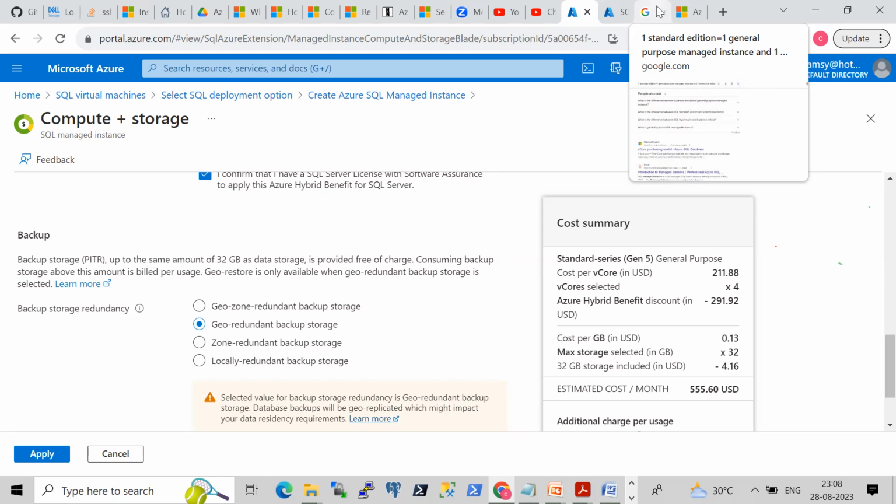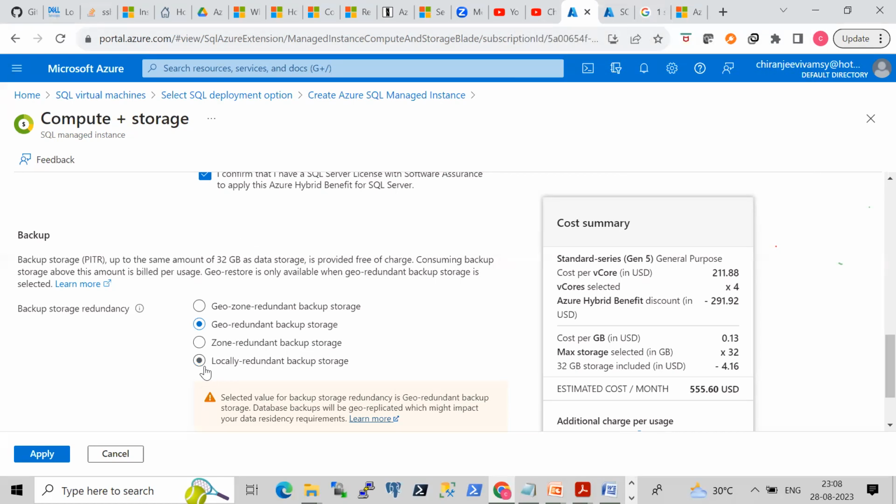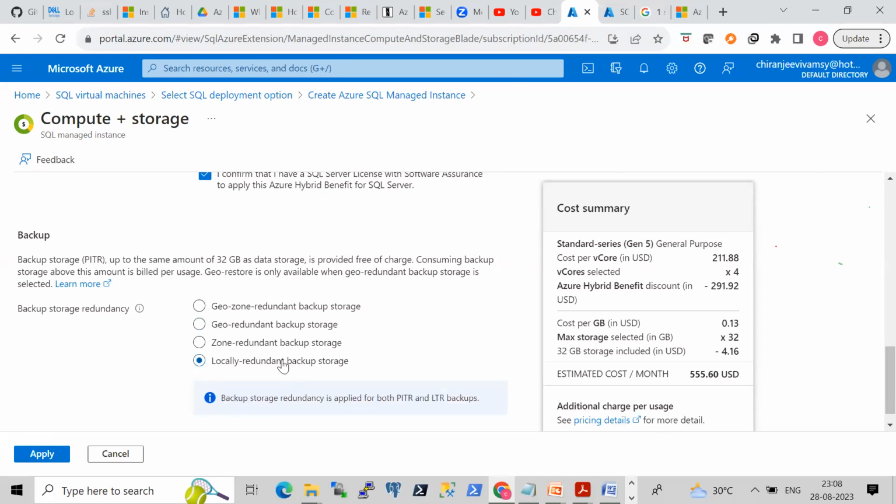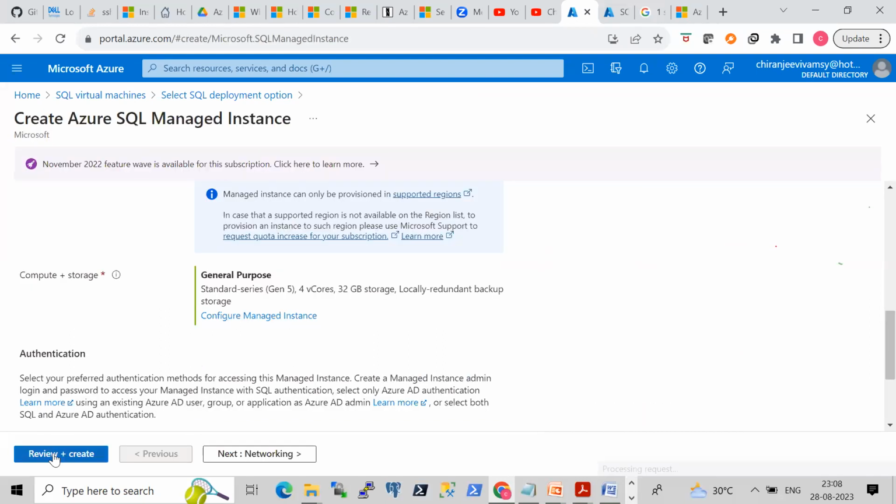So I have scripts with me. Of course, it's not there, I have to develop it. So I will develop those scripts and I'll show you. For the moment, I don't need any backups or such things, so I'm just going with locally redundant backup storage. Click on apply.